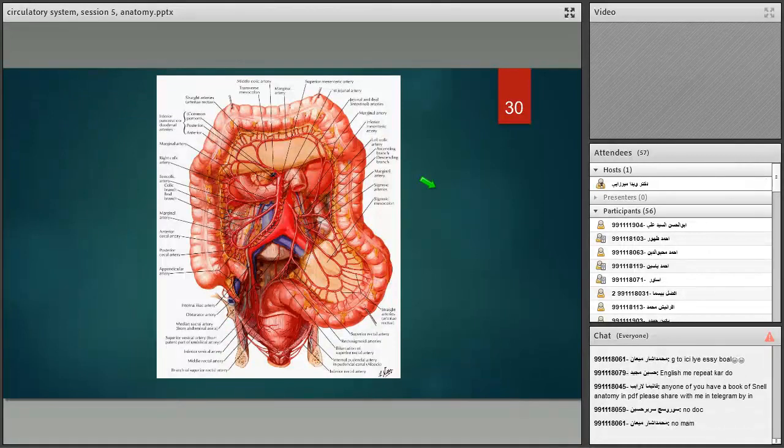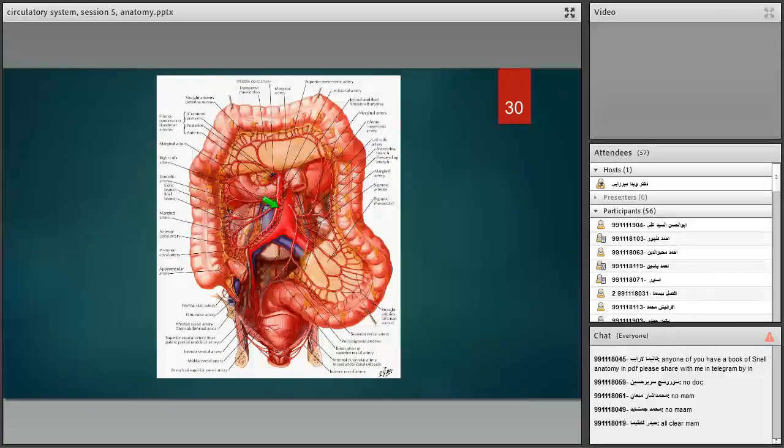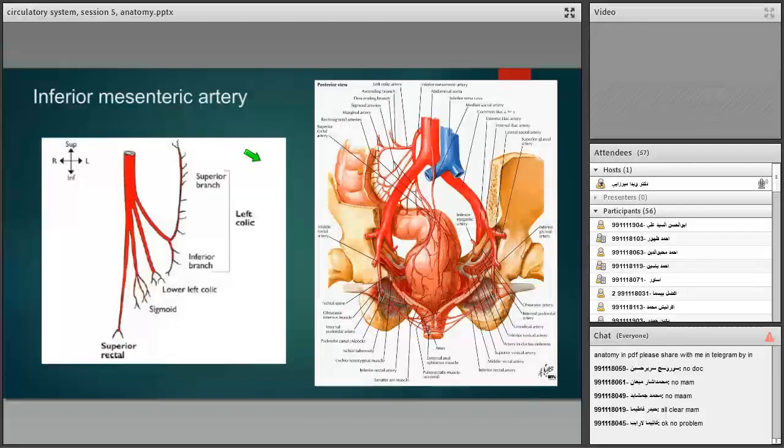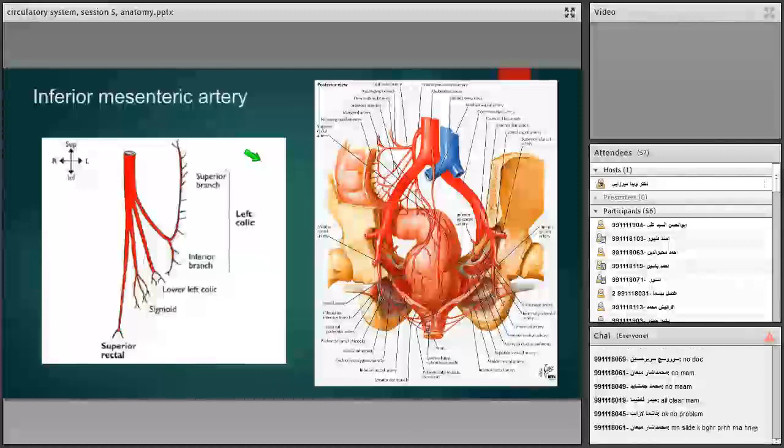Okay. Now the last part. Here also we can see the superior mesenteric. Listen please, the superior mesenteric, right colic and middle colic branches. This is the superior mesenteric, ileocolic, right colic and middle colic branches. Now the last branch which we are going to talk about today is the inferior mesenteric artery. The inferior mesenteric artery is supplying the blood for the descending colon, the sigmoid colon, and a part of rectum.